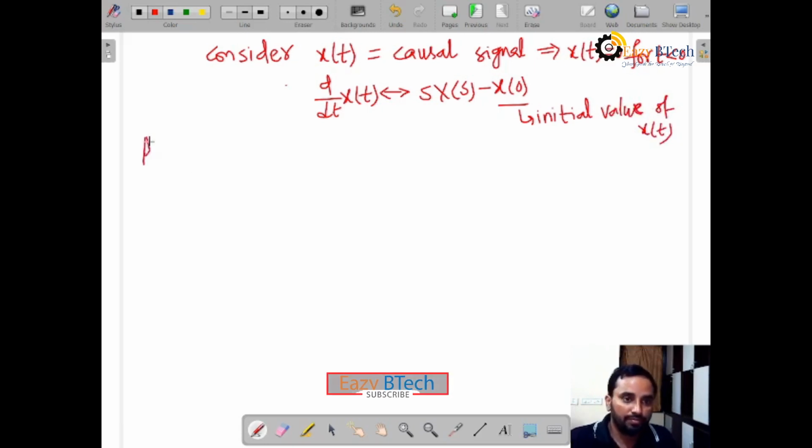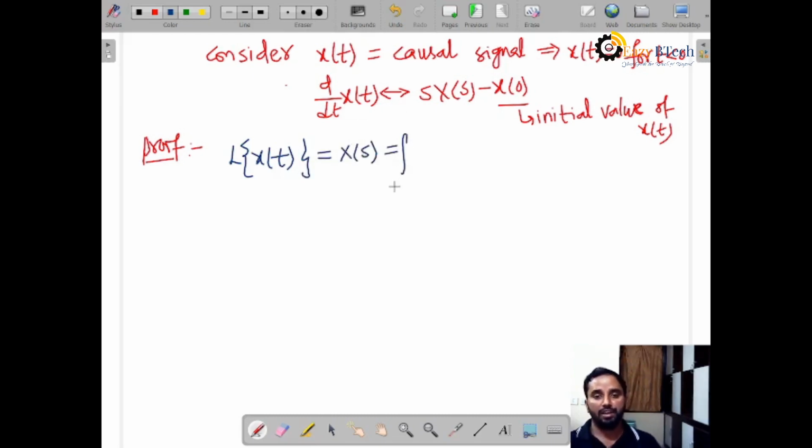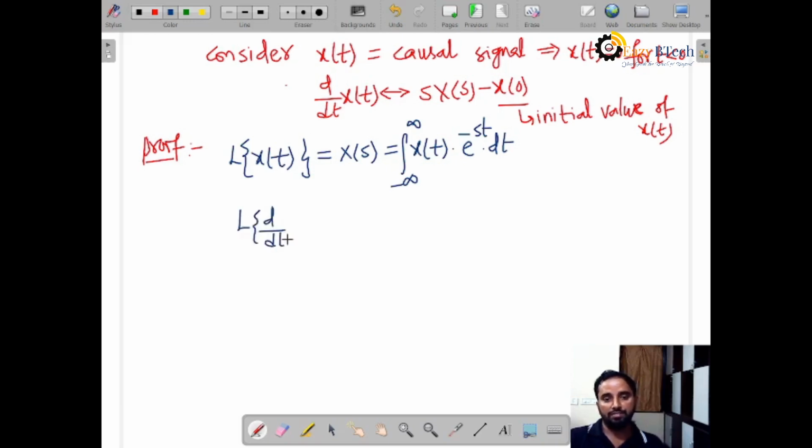See the proof. This proof we can do using the Laplace formula. What is the Laplace formula? The Laplace transform of x of t, X of s, is equal to the integral from minus infinity to plus infinity of x of t into e to the power minus st dt. Now we want the Laplace transform of d by dt of x of t, which is equal to the integral from minus infinity to plus infinity, where in place of x of t we have d by dt of x of t, e power minus st dt.